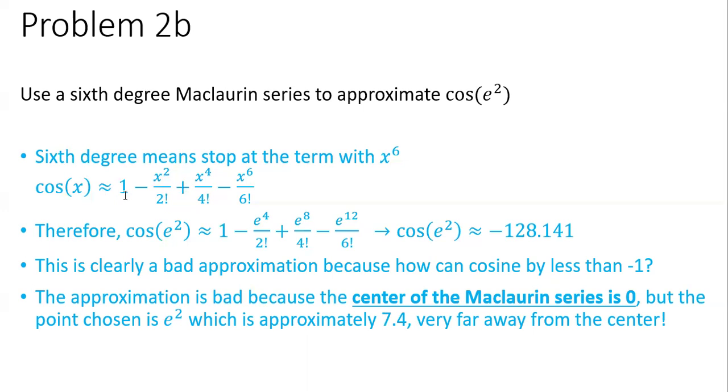And as we go further from the center, there's a higher risk for more error. So usually we want to make approximations really close to the center of the power series. For example, maybe we want to approximate cosine of 0.01. It'll be a lot safer to use this. We're trying to approximate cosine of e squared. What's the value of e squared? It's approximately 7.4. The center is 0 though. So see how far away it is from the center? That's why this approximation is so bad. That's why you get this huge error. It should be between negative 1 and 1, but we're getting minus 128.